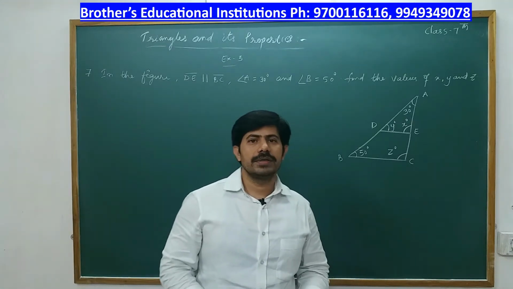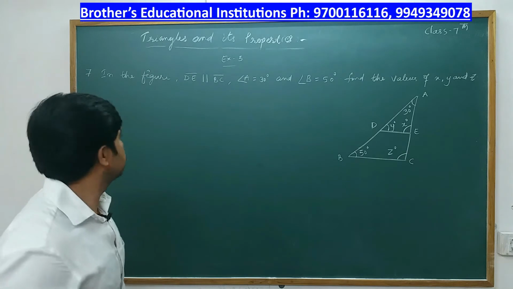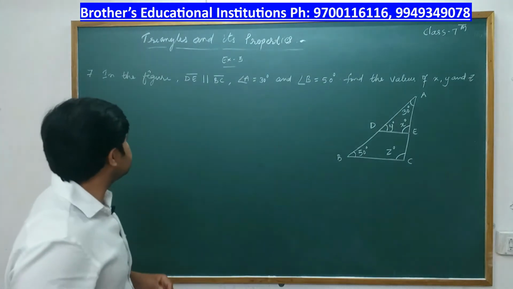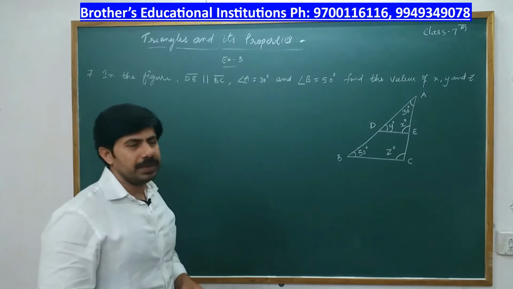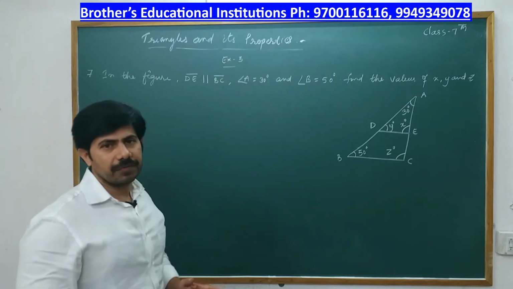Welcome back. So we are doing problems on triangles, so we'll continue the class. So next problem is, in the figure in triangle ABC, DE is parallel to BC, angle A is 30, angle B is 50. We have to find out the values of X, Y and Z.